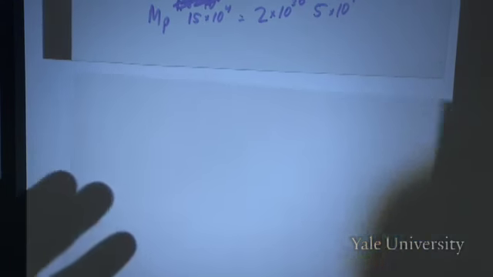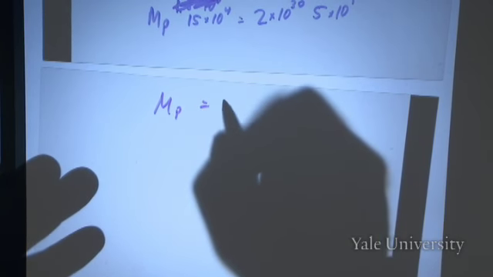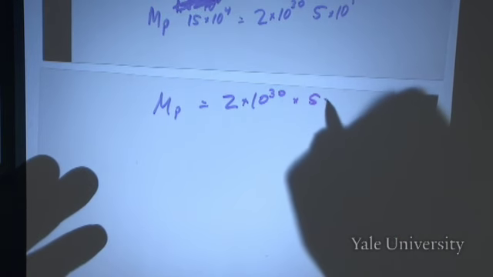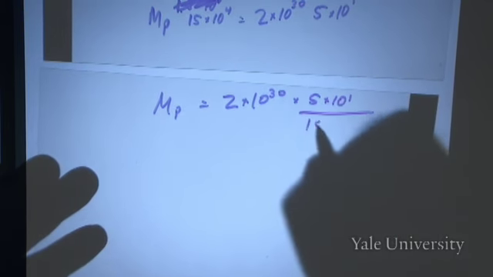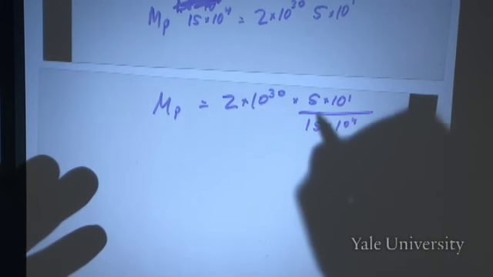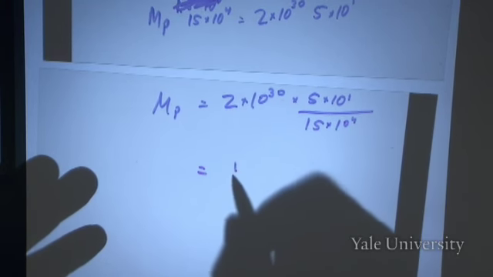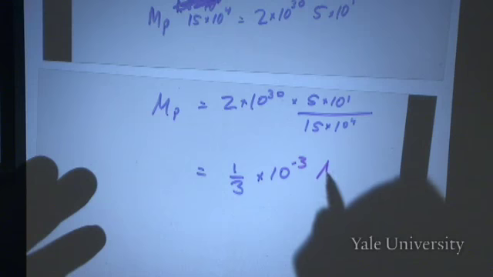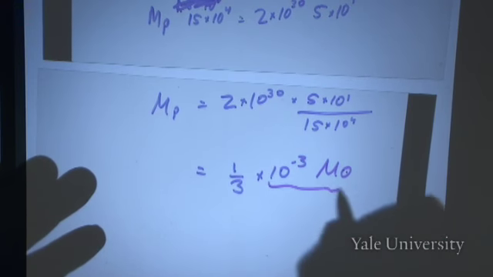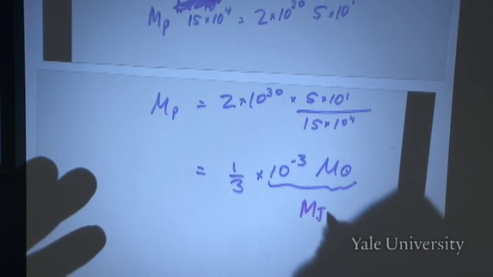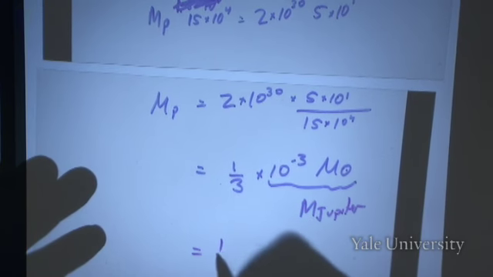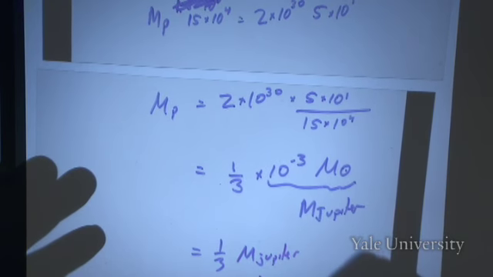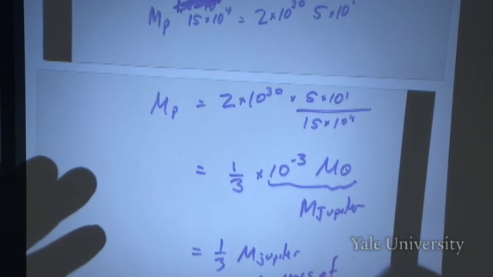OK, so now, this is multiplied by the mass of the planet. So the mass of the planet is equal to 2 times 10 to the 30 times 5 times 10 to the 1 divided by 15 times 10 to the 4. 5 over 15 is 1/3. So this is 1/3 times 10 to the minus 3 times the mass of the sun. 10 to the minus 3 times the mass of the sun, that's the mass of Jupiter. So this is equal to 1/3 of the mass of Jupiter, which is, by the way, bigger than the mass of Saturn or any other object in our own solar system.